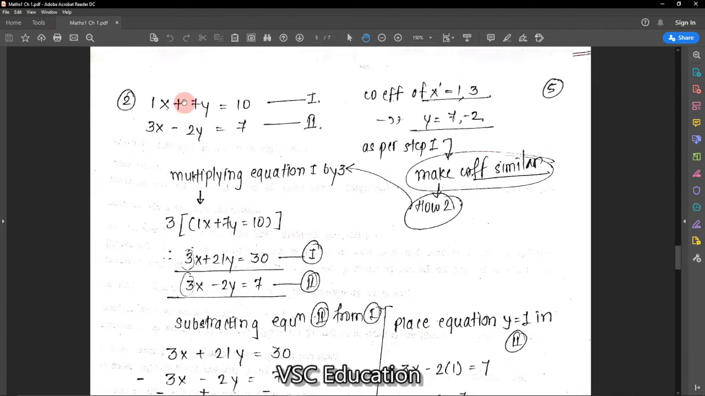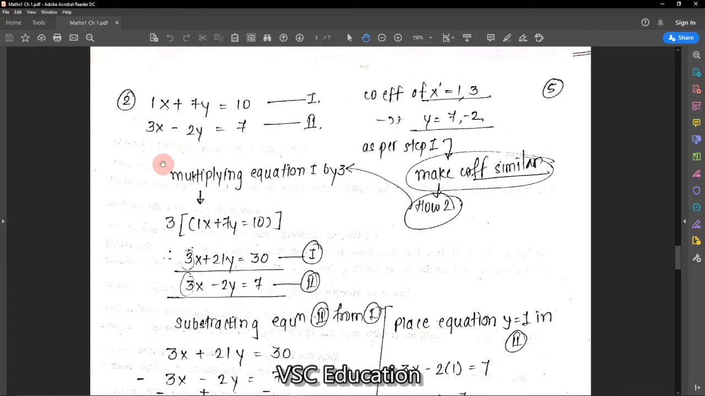Now what do we do? We make the coefficients the same. Now see here. For x, in equation 1 the coefficient is 1. In equation 2, the coefficient is 3. So both are dissimilar. Same thing, go to y. Again the coefficient of y is 7, and in the other y is minus 2. Here also dissimilar. But when making them similar, it is quite easy to make the coefficients of x similar.